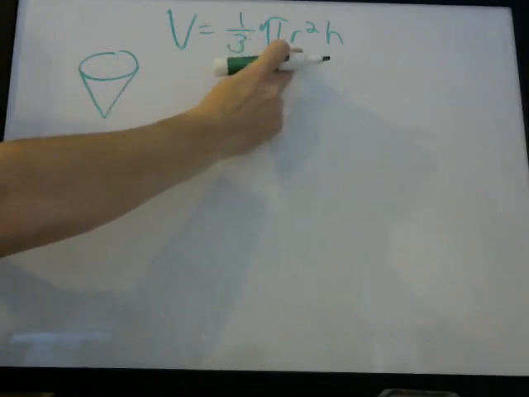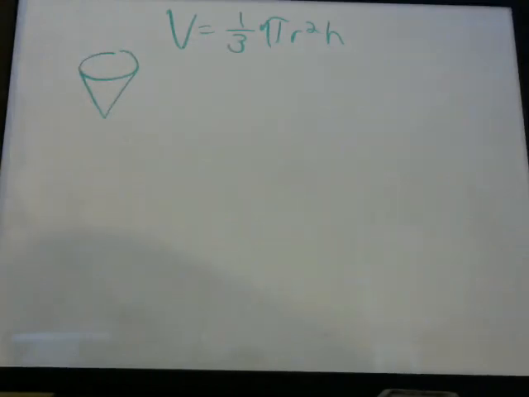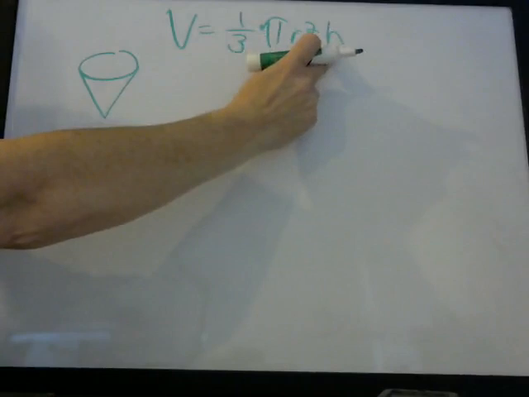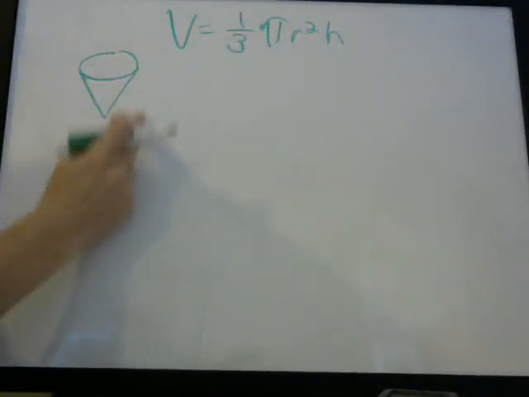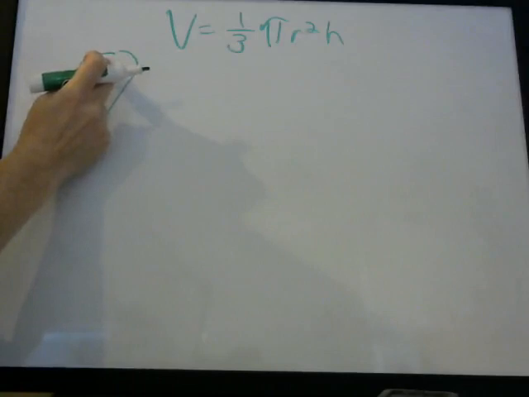R means radius, and so it's the radius of the circle, because the cone at the end that's not pointy is going to be a circle. And so that's the radius of that circle. If you don't know what radius means, you need to watch the video on Facebook on circles and what radius and diameter mean. So it's radius squared times h, which is height. And so that's the height of the cone. That's from the pointy end to the middle of the circle.